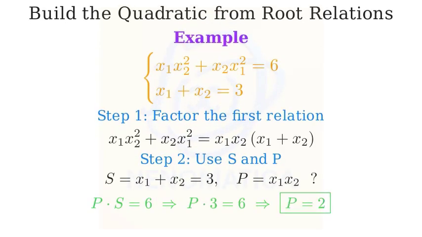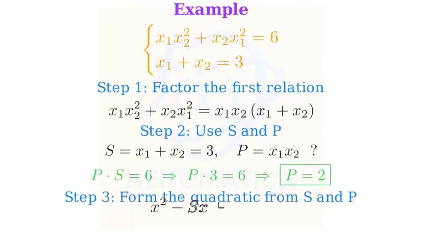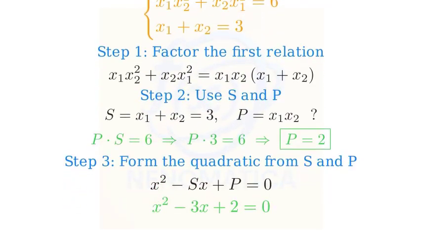Let s equal x1 plus x2 and p equal x1 times x2. We are given s equals 3. From the factored relation, p times s equals 6. So p equals 2. Step 3. A monic quadratic with roots x1 and x2 is x squared minus s times x plus p equals 0. Substitute s equals 3 and p equals 2 to get x squared minus 3x plus 2 equals 0.